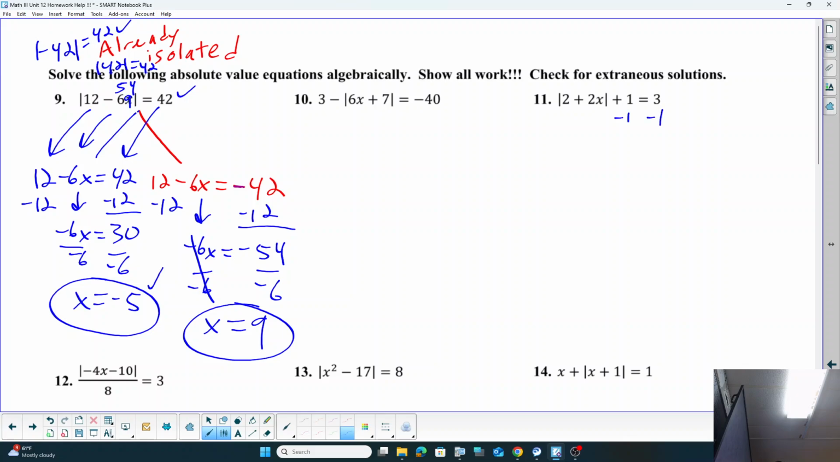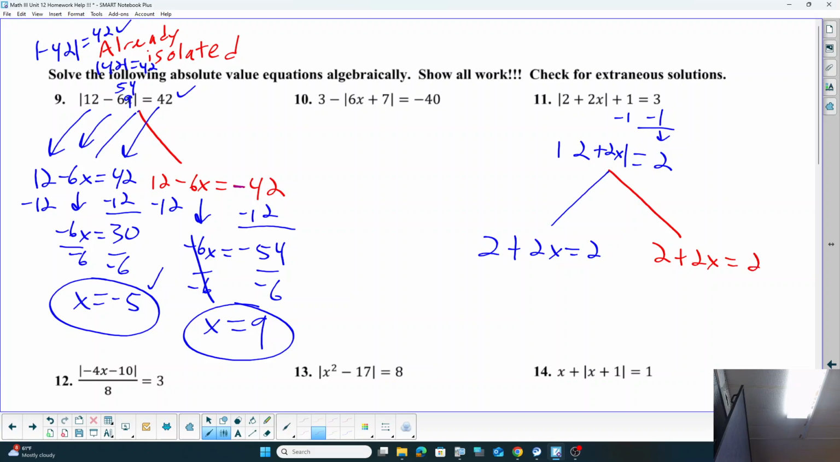We'll minus 1 here first. We get 2. And we'll split it into two equations. Oopsie. That's 2 plus 2x equals 2. Because we minus the other side, we get 2. And then we also have to split the negative side. So that's going to be 2 plus 2x is equal to 2. We're going to minus 2 and we get 0. Wait a second. No. We're making a mistake.